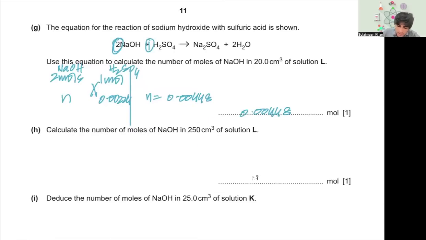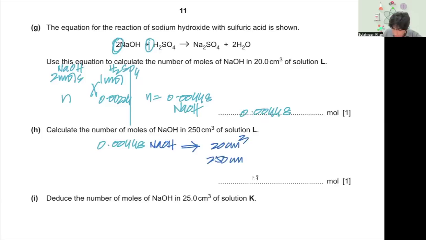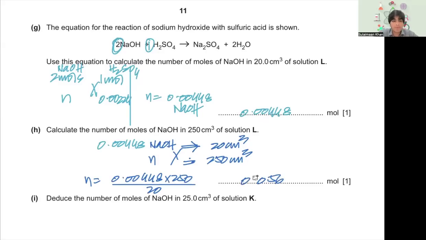Now look, I know that 0.00448 moles, these are the moles of NaOH, right? So 0.00448 moles of NaOH were in how much volume? That was in 20 cm cube. So in 250 cm cube, how many moles would I have? N or X, doesn't matter. Cross multiply. N is equal to 0.00448 multiplied by 250 divided by 20. How many moles are coming? 0.056. These are the moles. Sir, what if I write in standard form? Is it correct? Yes, Saliha, it's absolutely correct.